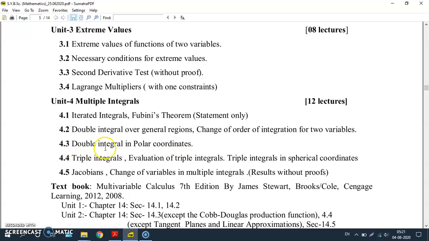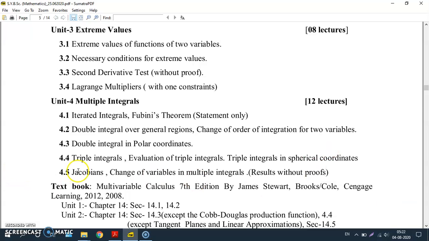In Cartesian coordinates, we know how to find integration. So, we will see the double integral in polar coordinates. Sometimes using polar coordinates, the integration becomes very easy. Then in 4.4, we will talk about triple integrals, evaluation of triple integral in spherical coordinates. Again, sometimes using spherical coordinates, the integral becomes very easy.